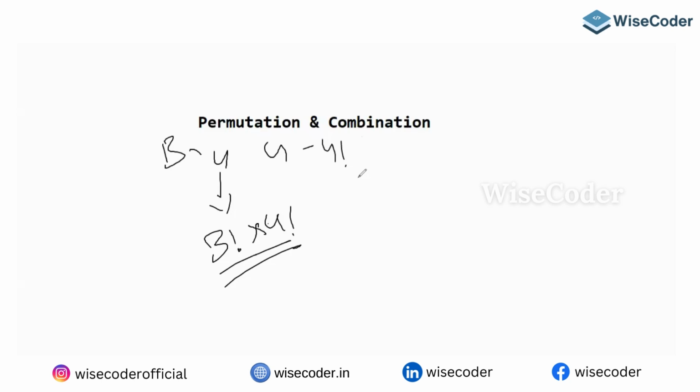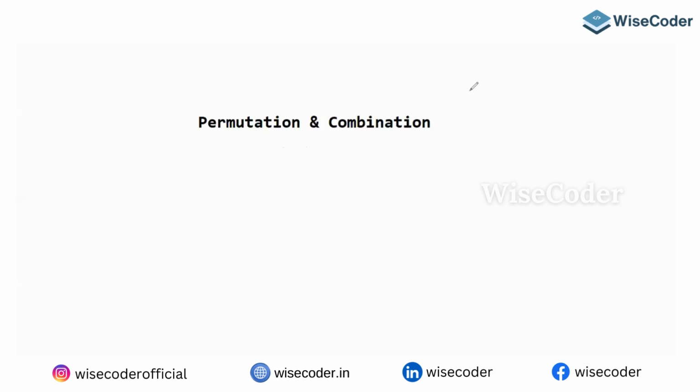The 4 girls can be seated in 4 chairs in 4 factorial ways. Thus, the total number of ways is 3 factorial into 4 factorial. This is how the circular arrangement comes into the picture. If there are n persons, in how many ways will they arrange? N minus 1 factorial ways.